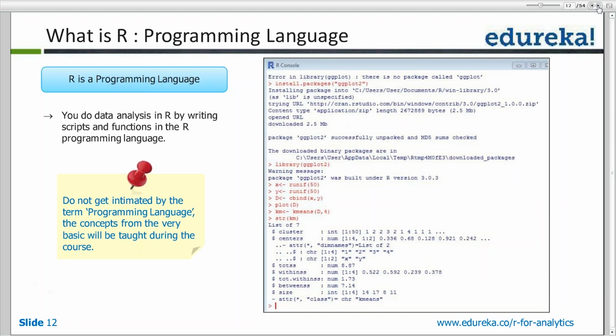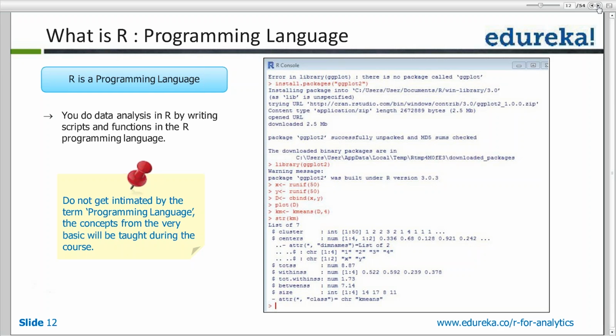Two, R is a programming language. You could write your code on the console in R. You could also create your own user-defined functions. If there are certain steps in your code which you would want to reuse, then you can put them into a function and call that function whenever you would want to reuse it, right? You could do all of that in R, and that's what makes it a programming language.